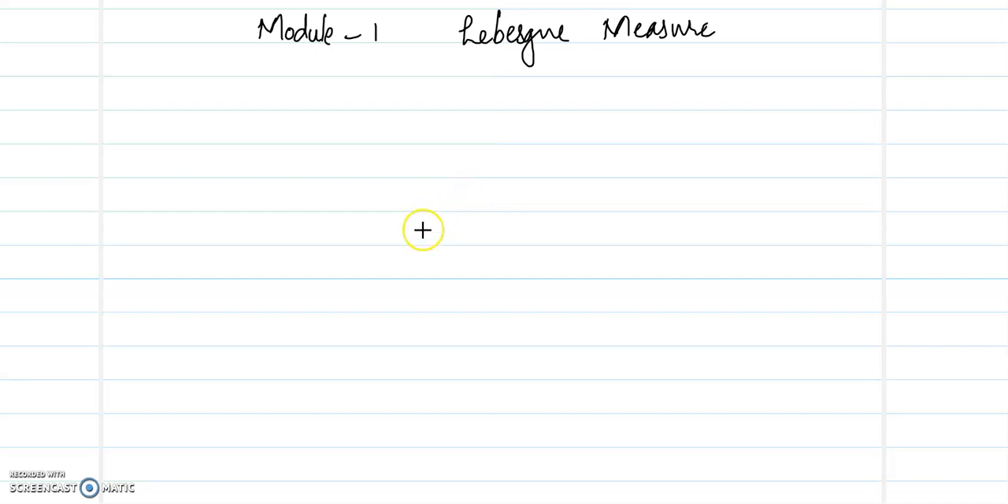So in today's class, let us begin the first module. The first module is on Lebesgue measure. In module 1, we will be introducing what is called a Lebesgue measure, and we will look at what are measurable sets and non-measurable sets.